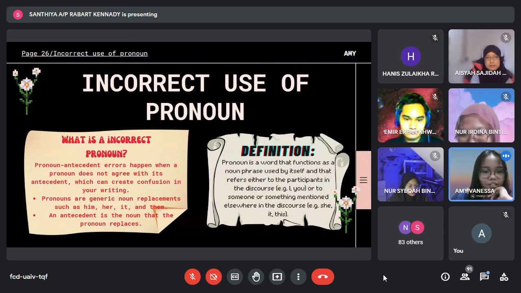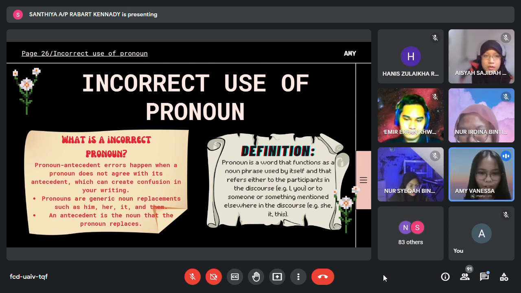Okay, so thank you to all my fellow group mates for presenting and explaining their parts of grammatical errors. Without further ado, I'll be presenting the last part of the grammatical errors, which is pronoun. Thus, what is a pronoun? The definition of a pronoun is a word that functions as a noun phrase used by itself and that refers either to the participant in the discourse, for example, I or you, or to someone or something mentioned elsewhere in the discourse. For example, he, she, it, this.